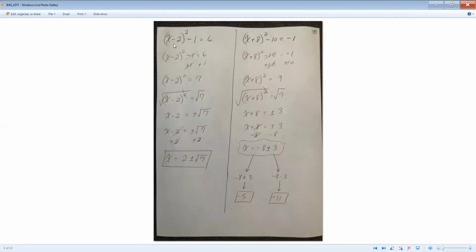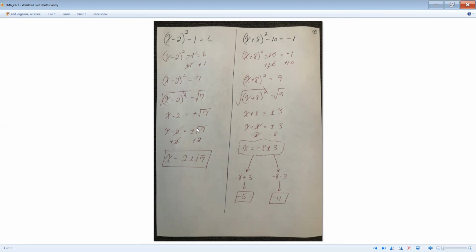All right, here we have a quantity that's being squared. So once again, you want to isolate the squared part. So the first thing we do is add 1 to both sides. So that would be (x minus 2) squared equal to 7 now. And now take the square root of both sides. The squared cancels on the left, leaving just x minus 2. On the right, plus or minus the square root of 7.